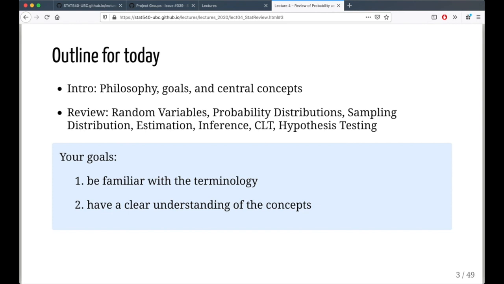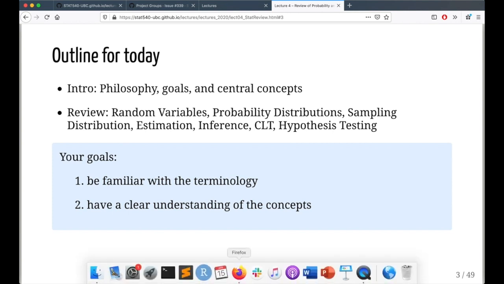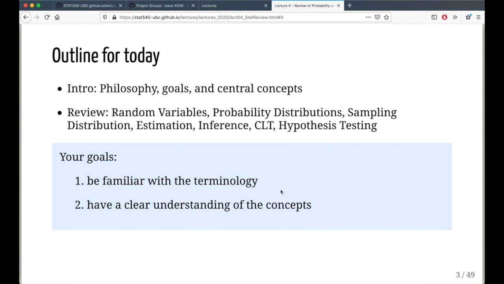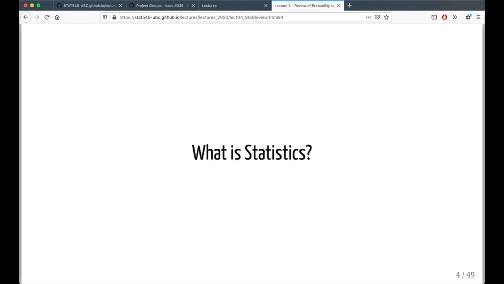We're not going to go very deep into any of these topics, but your goal should be to really be familiar with the terminology and have a very clear understanding of the concepts underlying them. And again, like I mentioned, if you're fuzzy on any of these topics, it's important that you go back and review and really solidify these for the upcoming lectures.